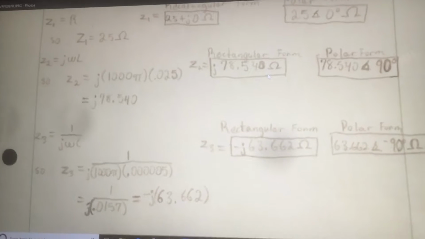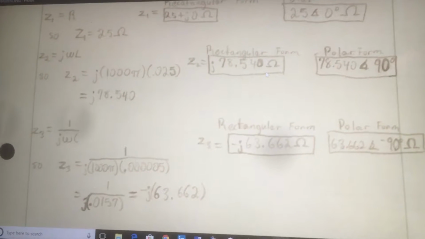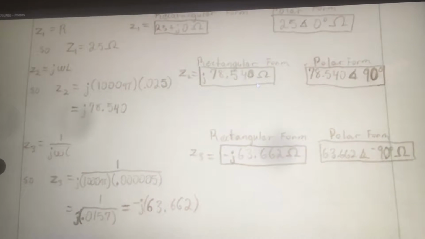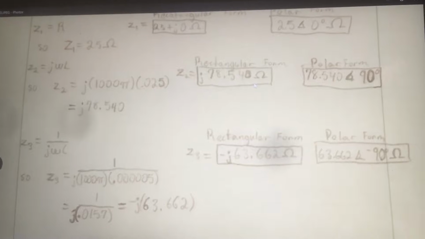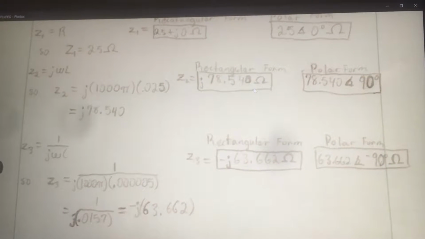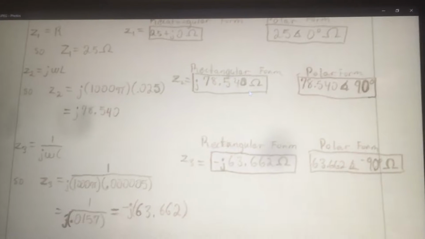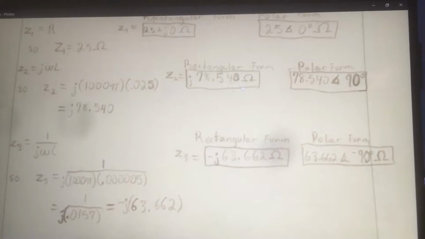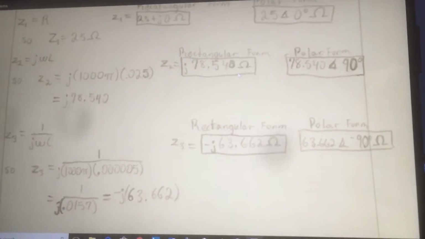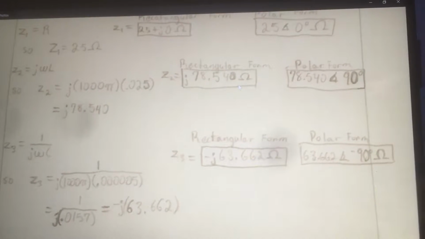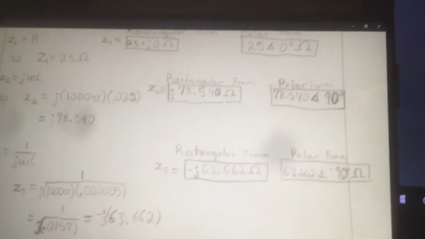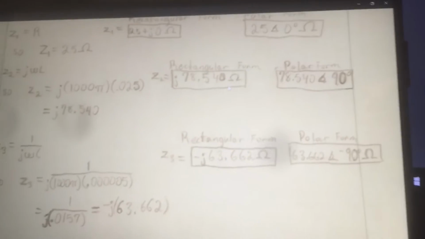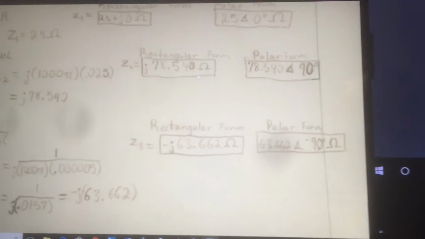Z3 is equal to 1 over J omega times C. So Z3 is equal to 1 over J times 1000 pi times 0.000005 farads. It's simplified to 1 over J times 0.0157. If we divide the two numbers given, we come out with -J times 63.662. Again, 3 significant figures to stay consistent.